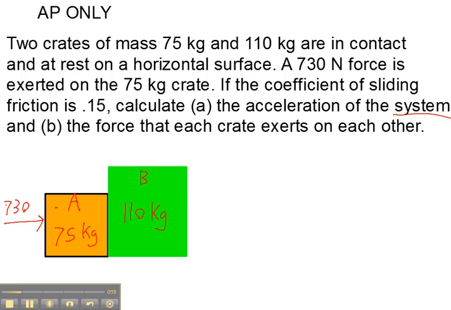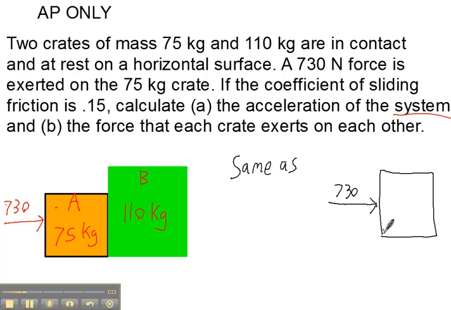So I'm going to kind of redo the problem as if we were just pushing one box. So we have a force of 730 that's being exerted on one box with a mass of 185 kilograms. It's the same thing. We'll break them apart later if we have to, but for this analysis, that greatly simplifies things. All right, so first of all, we got to find out what the force diagram is on it.